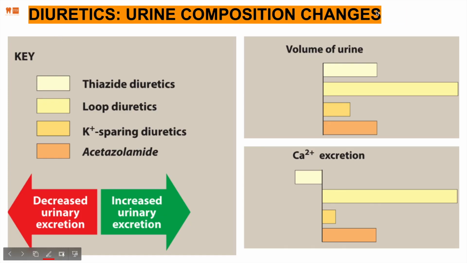Diuretics and urine composition changes. The key is that this color is thiazide diuretic, this is thiazide, this is loop diuretics, this is loop. Potassium sparing diuretics, and acetazolamide, which is a carbonic anhydrase inhibitor. Okay? In volume of urine, the highest is done by loop diuretics and the least is done by potassium sparing.